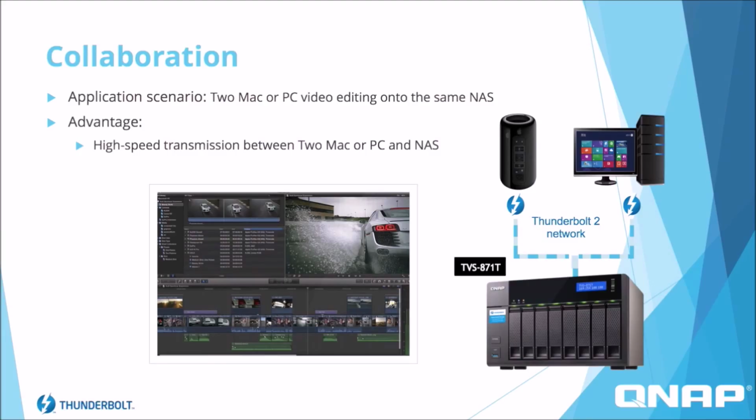Collaboration application scenario. So we have two Macs or two PCs video editing onto the same NAS. High-speed transmission between two Macs or PCs and the QNAP NAS. You don't have to transfer the file that you're working on, right? It's actually sitting at its destination point. You can edit it, you can render it. The next person can edit and render and save and share and continue to collaborate.